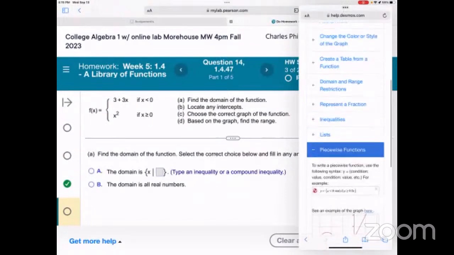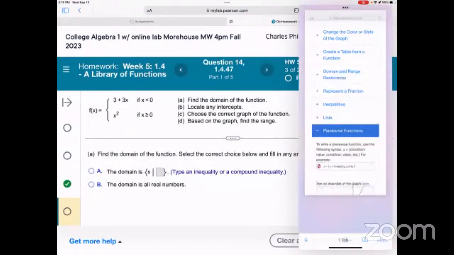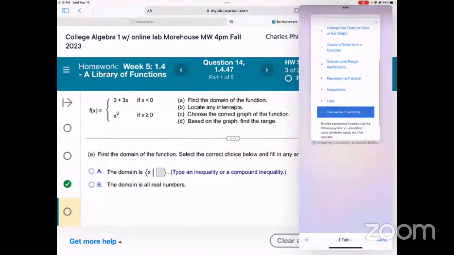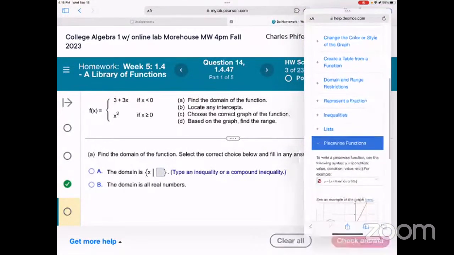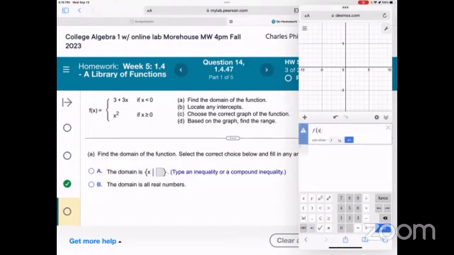So using that example, if I mirror it, did I lose my other one? I thought I opened a tab. There it is. I want this one. Okay, so let's see if we can do this piecewise function. We got f of x equals, we do curly brackets. I'm going to do open and close.